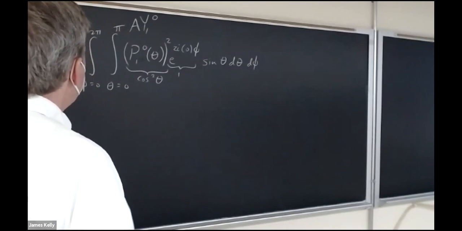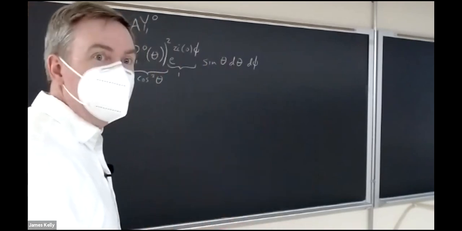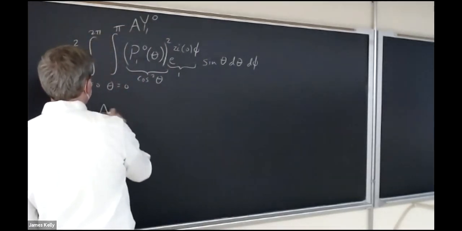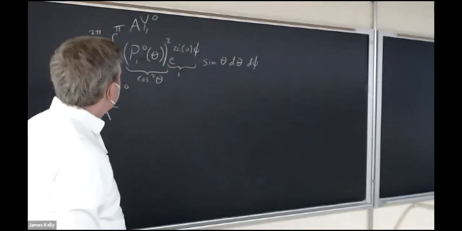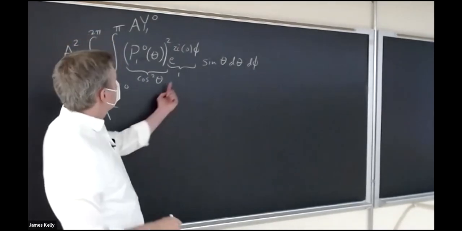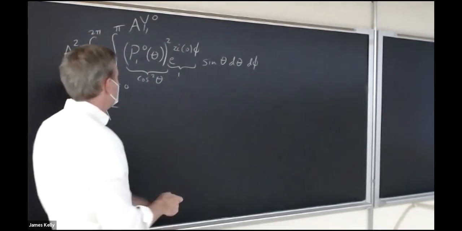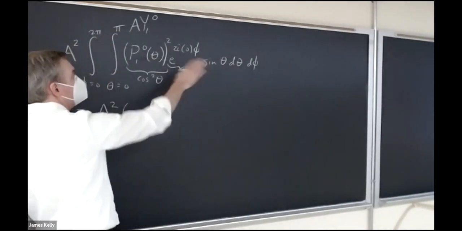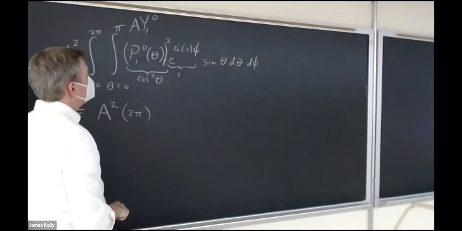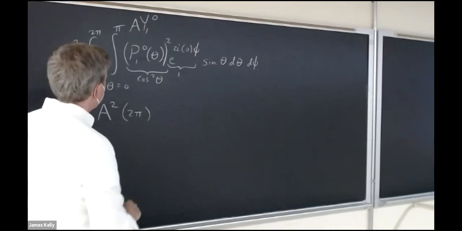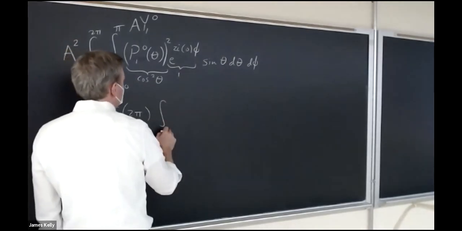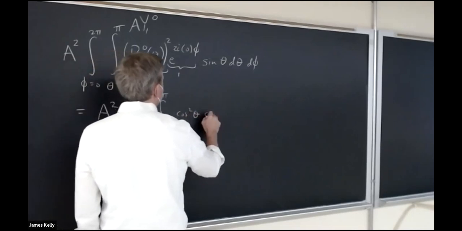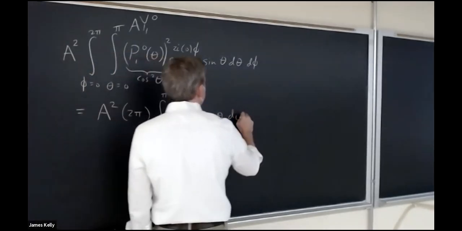Okay, so I need to simplify this down, set it equal to 1, and then solve for a. So let's do that. That's a squared. There's no phi stuff in there, right? Because this just goes to 1 here. So the integral d phi gives me a 2 pi, right? I'm integrating phi from 0 to 2 pi. There's no phi stuff in there, so it just gives me 2 pi. And then I have an integral from theta equals 0 to pi of cosine squared theta sine theta d theta.